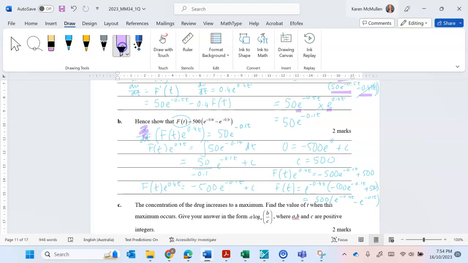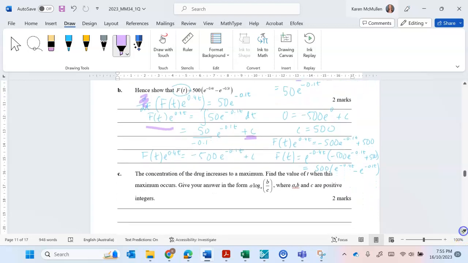The hard part was, I guess, leaving this on the left-hand side because we have to solve for f of t. You could have brought the e to the 0.4t over to the right-hand side, but it does get a bit complicated with the c. So just solve for c first and then bring that e to the power of 0.4t over.